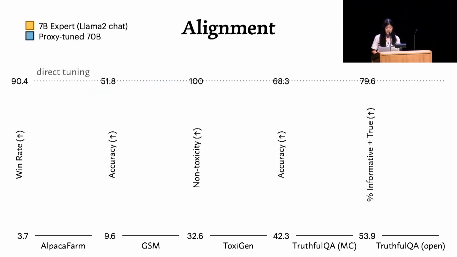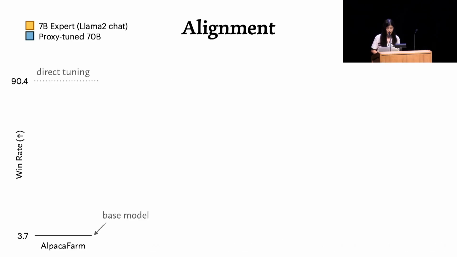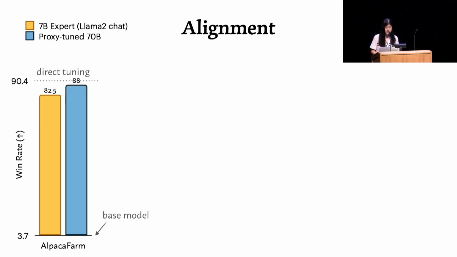The first set of experiments is for alignment. So we'll use the Llama 2 Chat 7B model as the expert and evaluate on 5 popular datasets. The direct tuning ceiling here is the 70B chat model. So focusing on Alpaca Farm, we see that the large base model achieves only 3.7% win rate because it fundamentally struggles with addressing the question. By proxy-tuning the base model, performance improves dramatically to 88%, only 2% short of the performance of true tuning. And for comparison, the small expert on its own would achieve a win rate of 82%.